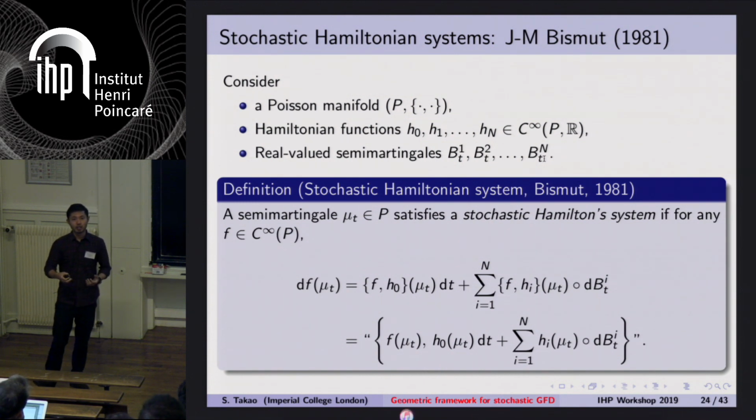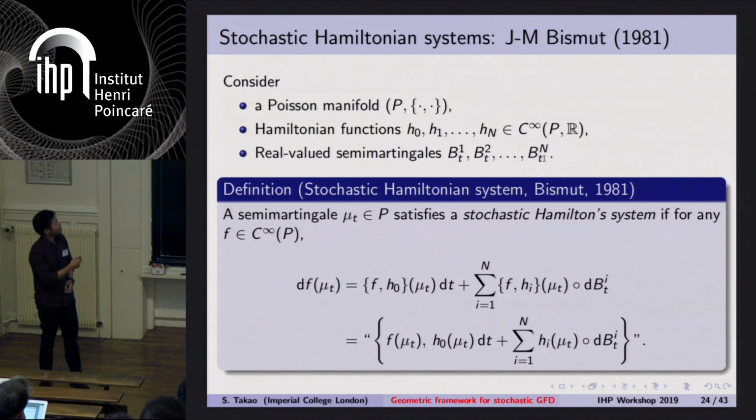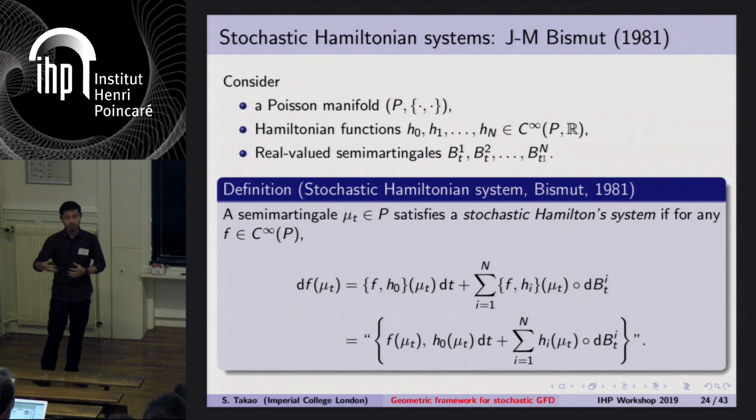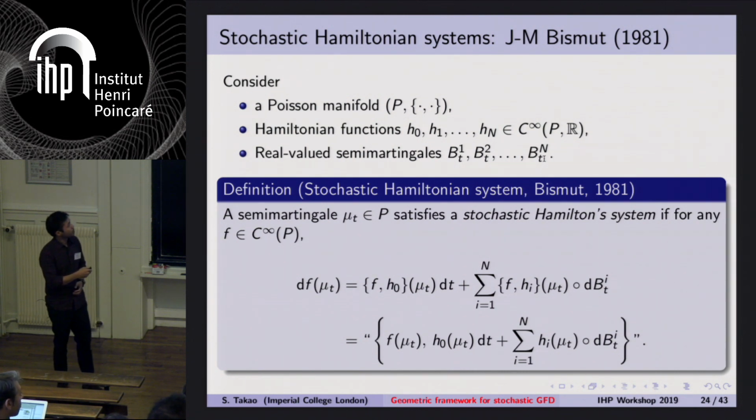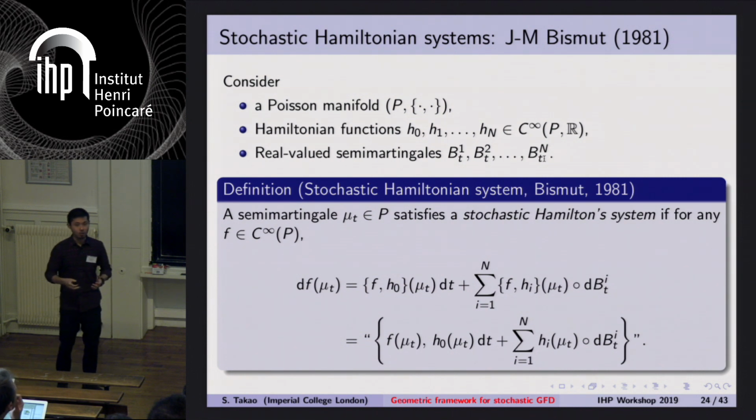Then we can define something called a stochastic Hamiltonian system as any semimartingale on the phase space such that it satisfies the following: if you choose any function f on your phase space, the function evaluated along this path satisfies the following stochastic differential equation. So df is equal to the Poisson bracket of f with h_0, where h_0 is the Hamiltonian for the drift part, plus the sum of the Poisson brackets of f with the noise Hamiltonians h_i, times Stratonovich dB_i.